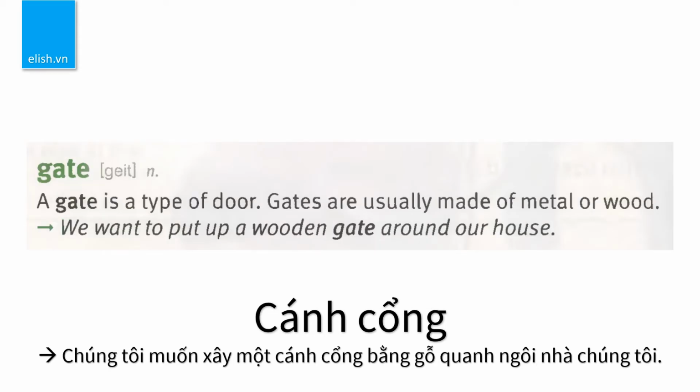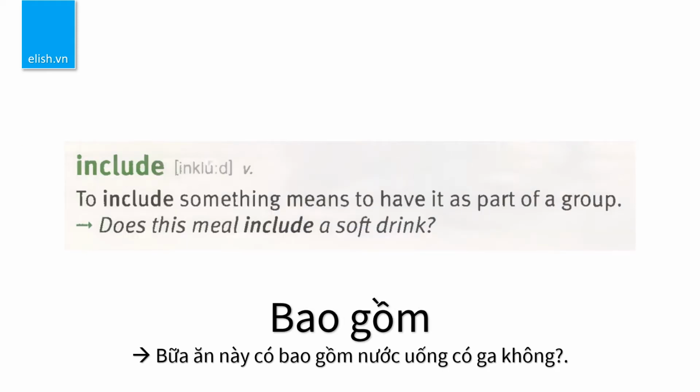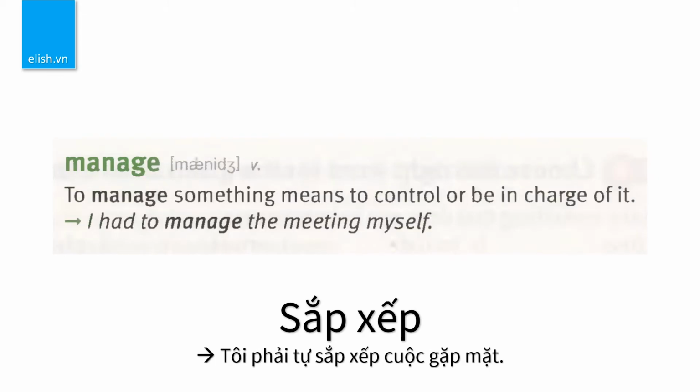Gate. A gate is a type of door. Gates are usually made of metal or wood. We want to put up a wooden gate around our house. Include. To include something means to have it as part of a group. Does this meal include a soft drink? Manage. To manage something means to control or be in charge of it. I had to manage the meeting myself.